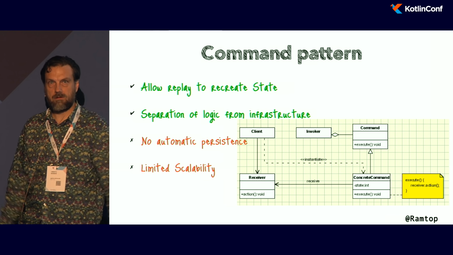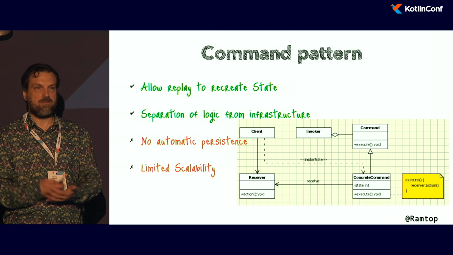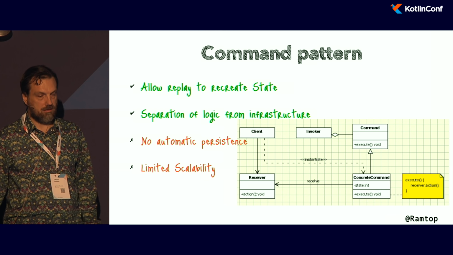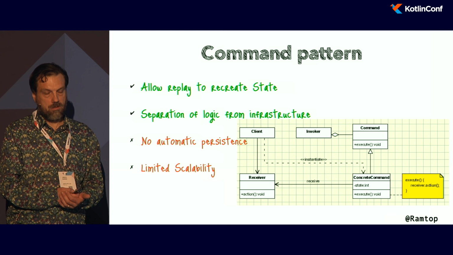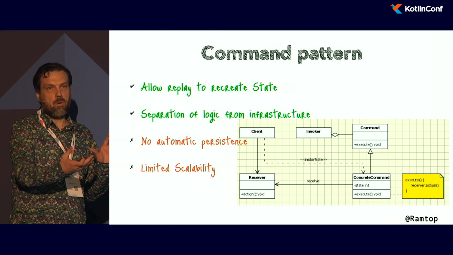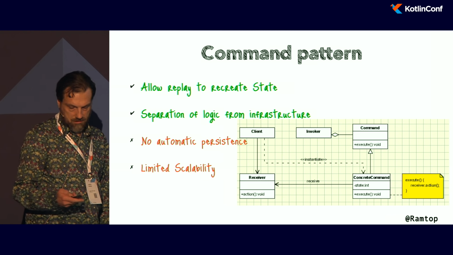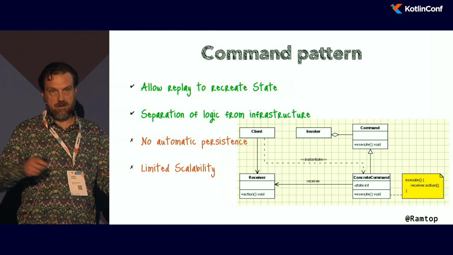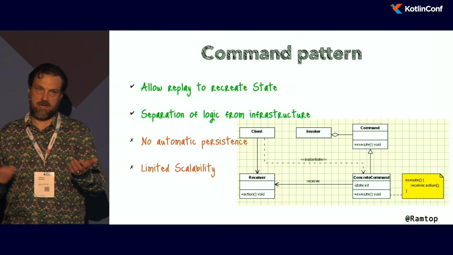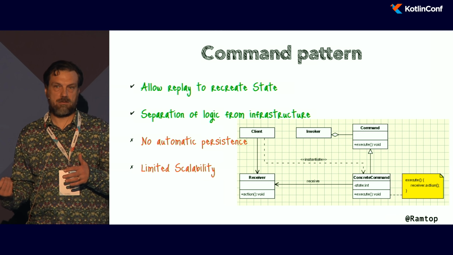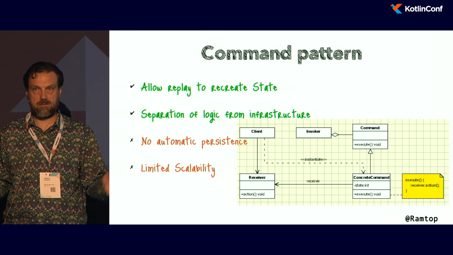And so let's briefly see all of these. The command pattern is one of the famous design patterns from the Gang of Four book. Basically, it allows you to recreate state, so you query your model using commands. This is the book implementation, where you have a command that implements an interface, a client, etc. It's quite good because it separates the logic of your system from the infrastructure of the system, and you have an API that is consistent. But it still doesn't solve all the problems.